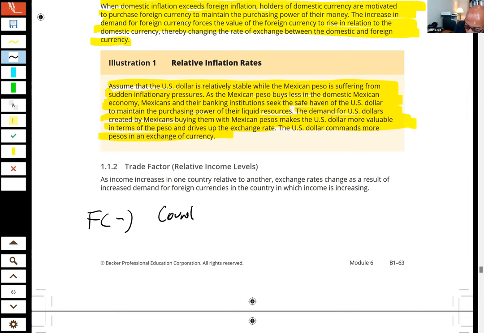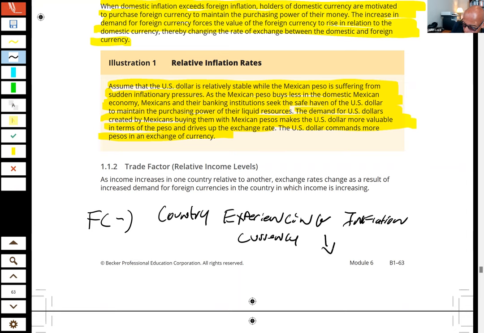Country experiencing inflation. Okay, so the country experiencing the inflation, what's going to happen? In that case, Mexico, their currency is going to be devalued. That's an arrow down. And the other country, I'm not going to put the US because I don't want you to memorize it by country, right? The other country, their currency is going to be up, is going to be stronger.